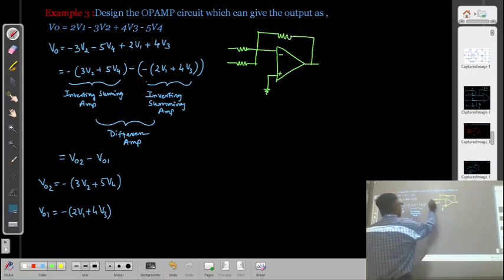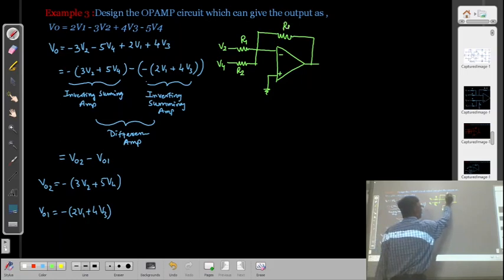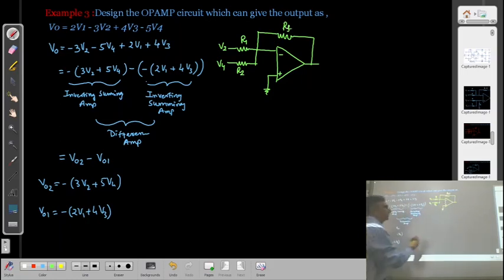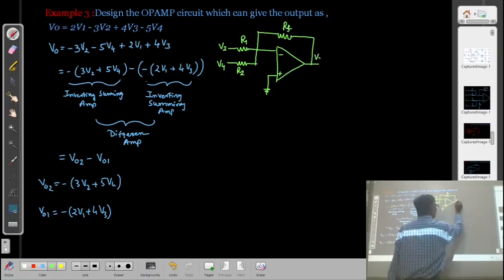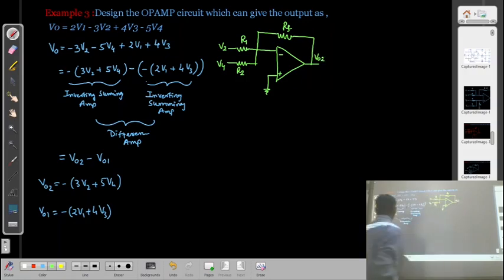Remember, this is my V2 and V4. V2 input voltage is there, V4 input voltage is there, and we can have an R1 and R2 and the feedback resistance RF. So, in this case, you will get the VO2. Correct?